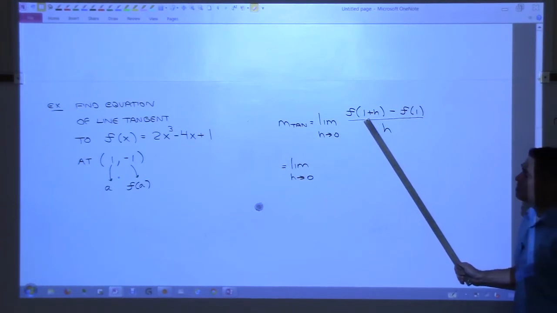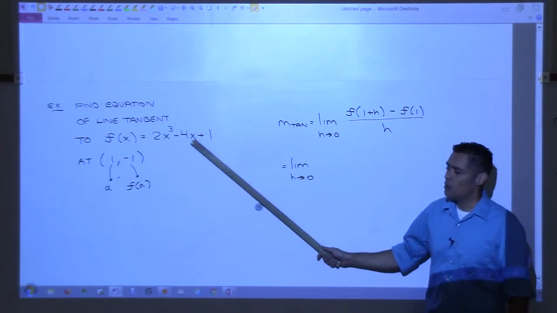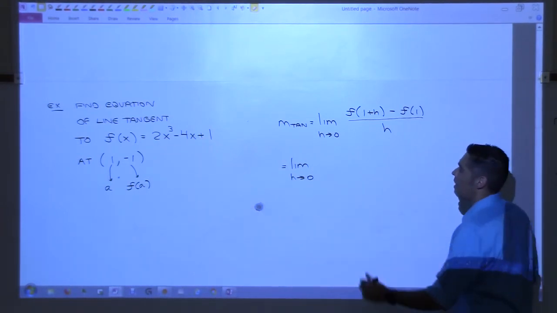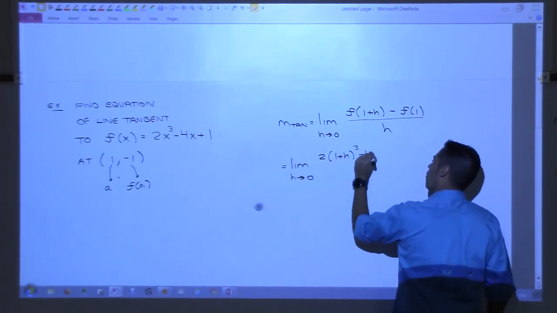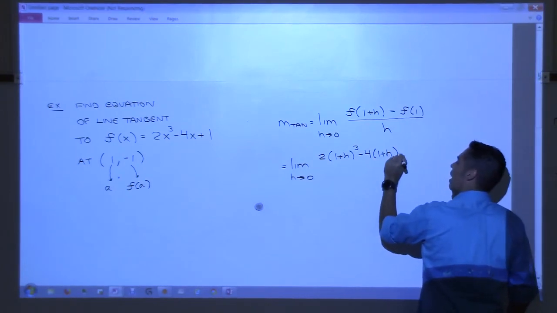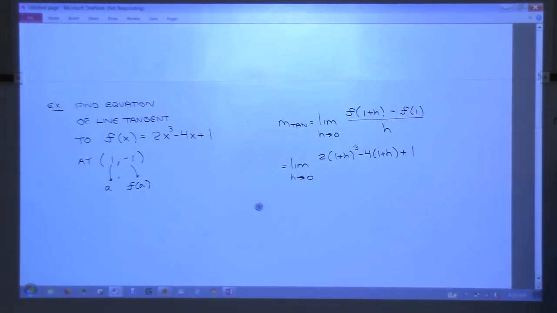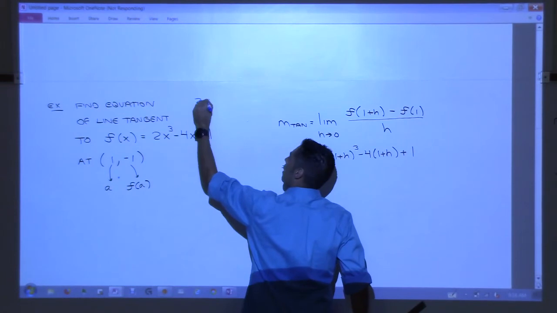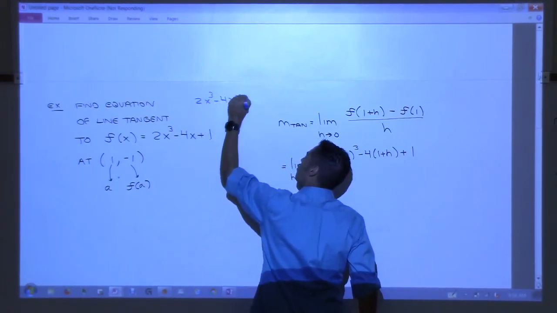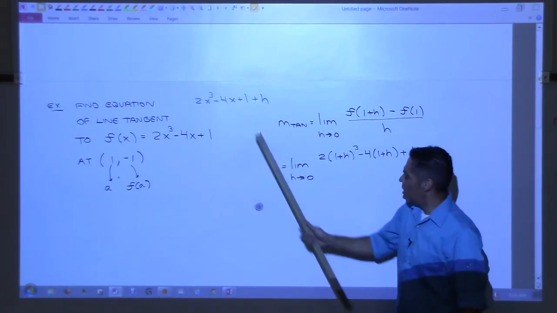So I'm going to come back to my function, and replace every x I see inside the function with 1 plus h. So I have to go 2 times (1 plus h) cubed minus 4 times (1 plus h), and then plus 1. This is what it means to plug 1 plus h into the function. What are some common mistakes that I see? I'll see students do this: 2x cubed minus 4x plus 1 plus h. That's a mistake when you do f(1 plus h).